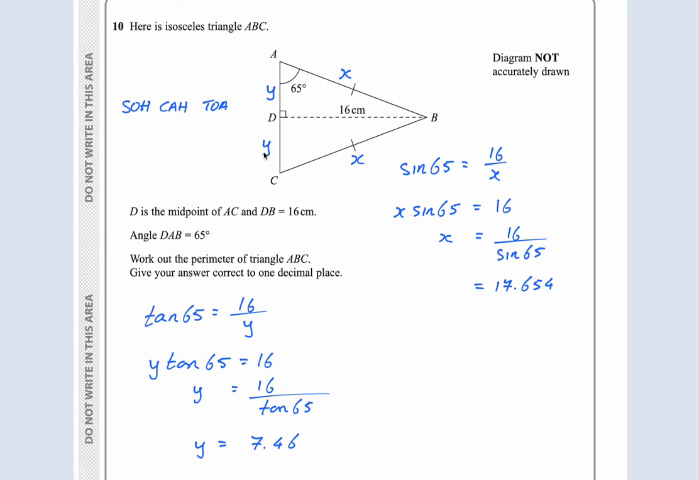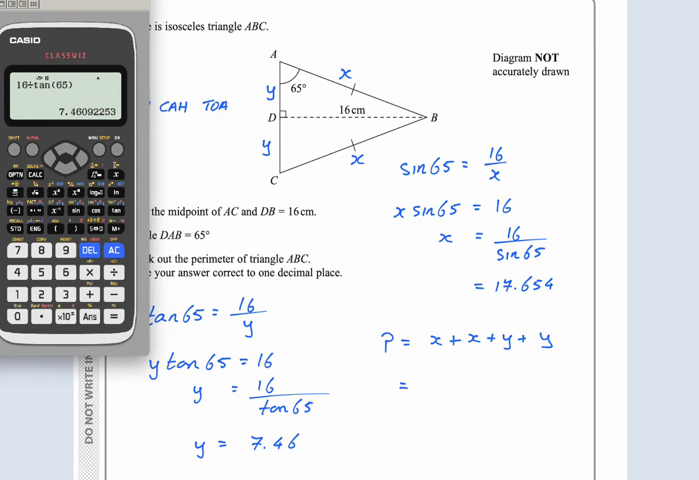Therefore, I have x and I have y, but the perimeter of the whole shape is x plus y plus y. So I need to do perimeter, let's say P for perimeter, is equal to x plus y plus y. Note I write down, guys, all my working. I write down what I'm thinking because you get marks for all these different things.